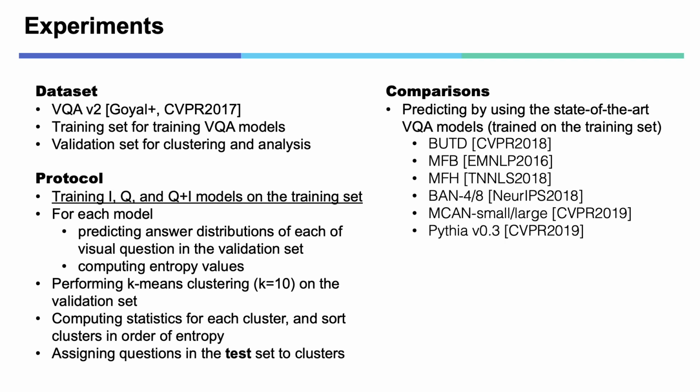Here's the protocol. We trained 3 VQA models. For each model, we predict answer distribution and compute entropy values. Then we perform clustering and compute the statistics and sort the clusters. And also we can assign the test set questions to these clusters. We compare performances of the following 6 state-of-the-art VQA models for each cluster.